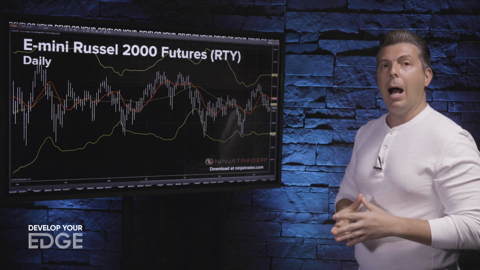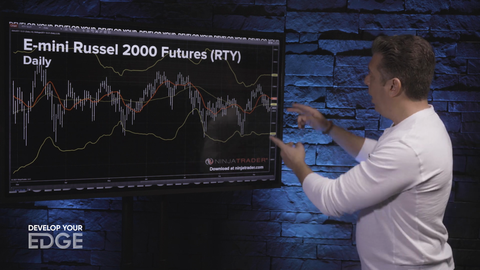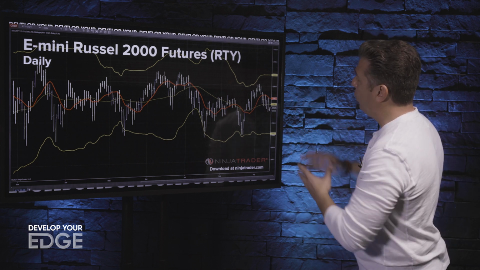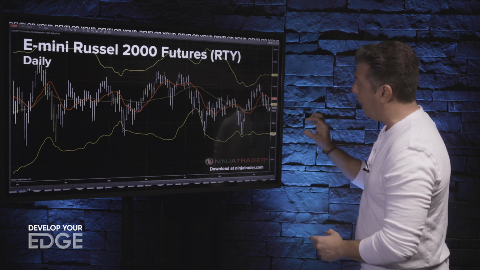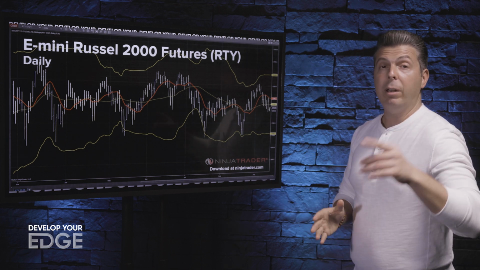Remember what I said. I'm looking for a scenario where if we are going to stay below the 10 and 20-day moving averages right now, and that mouth opens up, and that Russell starts to go down, hugging that bottom Bollinger Band, that will confirm a bearish trend.